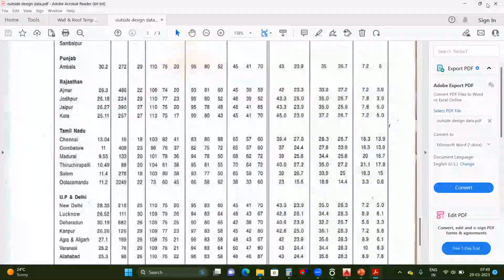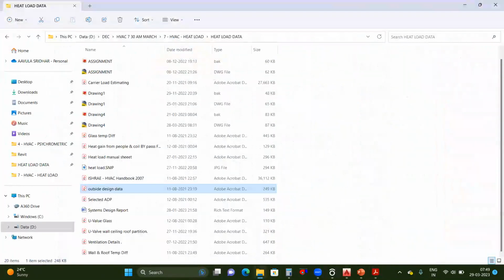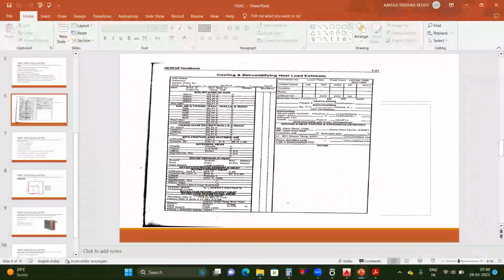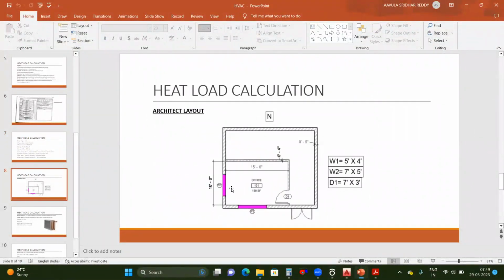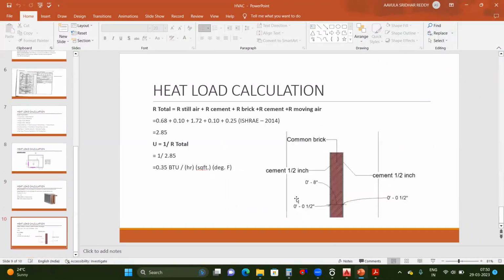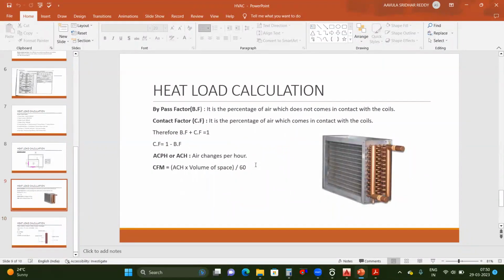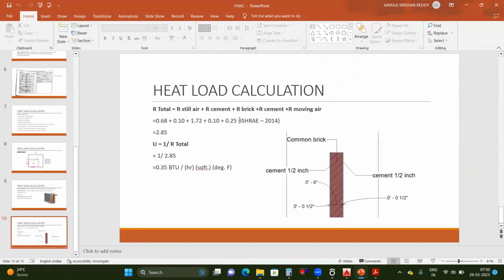Here, our wall thickness is 9 inches, you can see. That is the outer walls. Inside walls are 4 inches thick. So we'll see the example of the outside wall, 9-inch thickness. After this, I will cover the bypass factor and contact factor. So I'll move on to this now. This is the U value calculation.